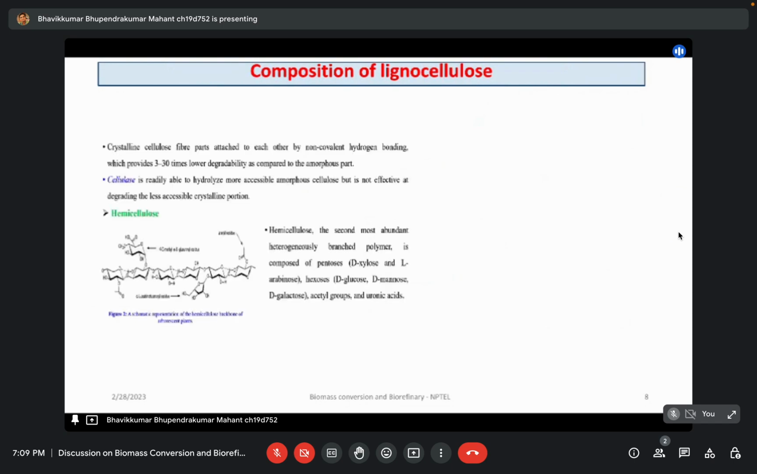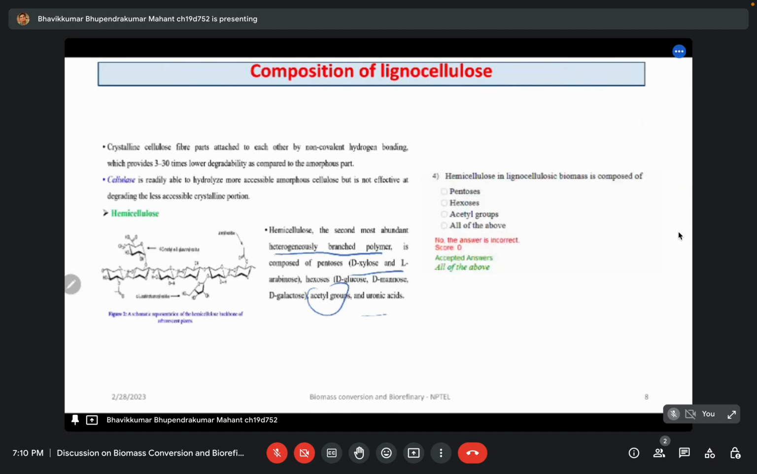Now, there are some questions based on cellulose. Cellulose is already covered, so hemicellulose and lignin. Here is again a small discussion of hemicellulose. Hemicellulose is the second most abundant heterogeneously branched polymer. It is composed of pentoses like xylose and arabinose, and hexoses like glucose, D-mannose, and D-galactose. Some acetyl groups are also there. It's not only glucose or sugar molecules; it has some uronic acid as well as acetyl groups. Everything is attached together, and it forms the hemicellulose.